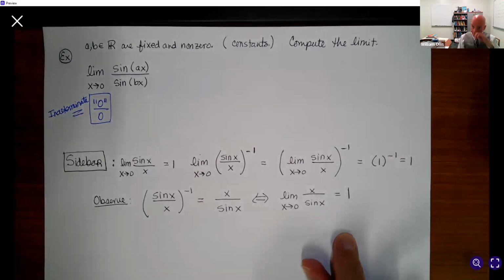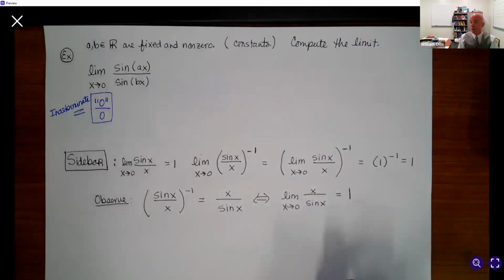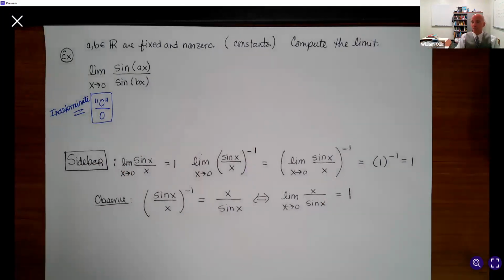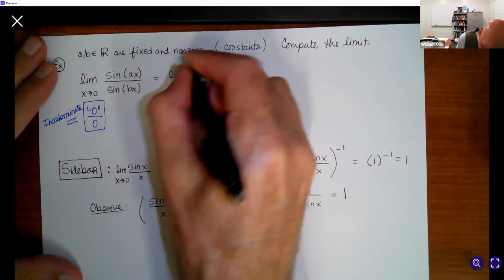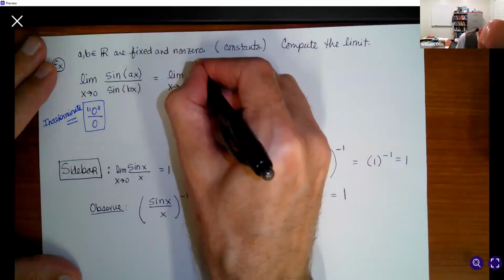this problem. But we have to make a few adjustments because A and B are just non-zero numbers. So we can't just throw caution to the wind and stick X downstairs. So how are we going to fix it? Well, first thing we're going to do, this is a really neat problem. First thing we're going to do is break it up into 2 pieces.